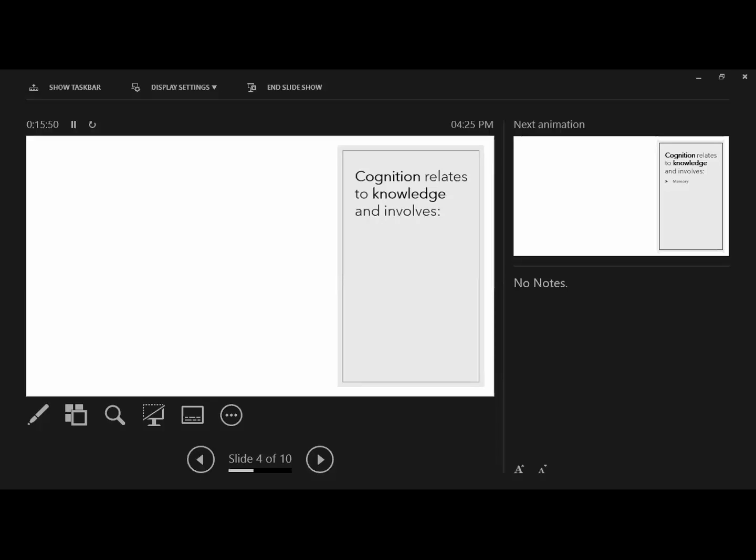Anyone? ¿Qué es la cognición? Alguien díganme, en español, no tiene que ser en inglés. ¿Qué es la cognición en general? Yo. Yeah, please. Yo.